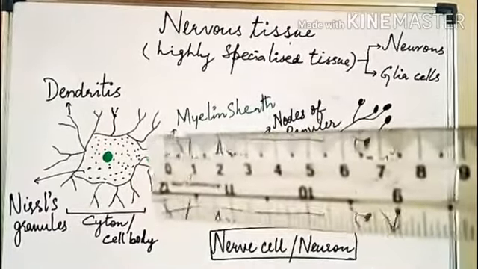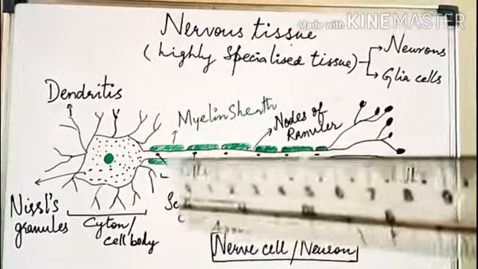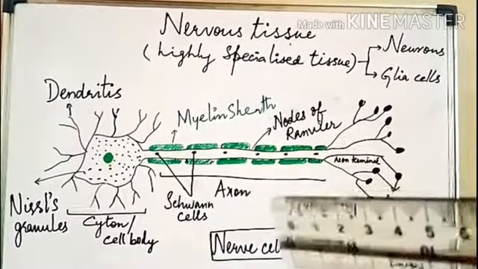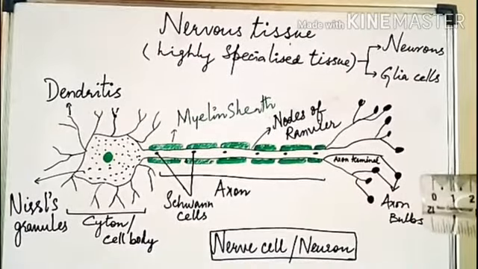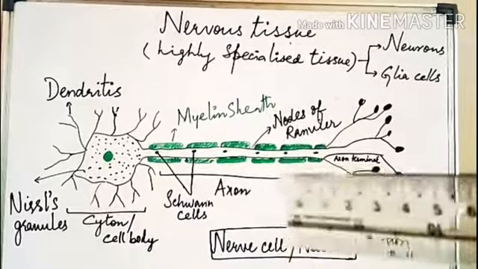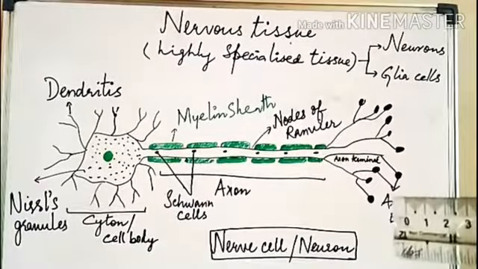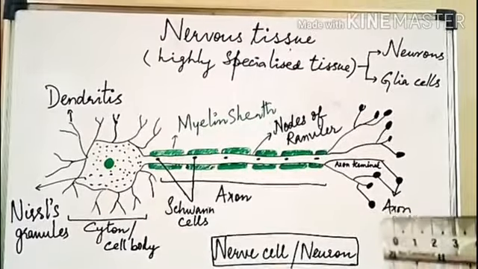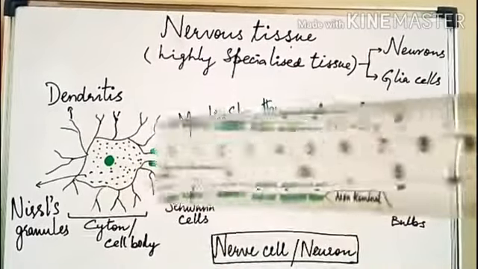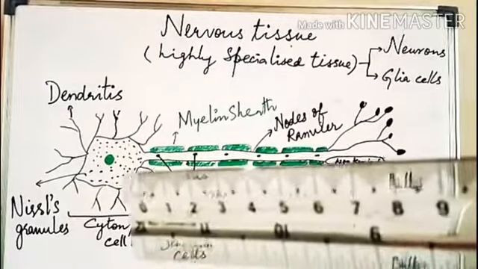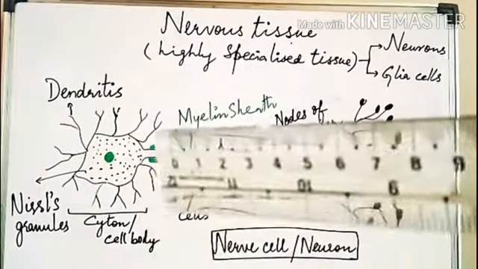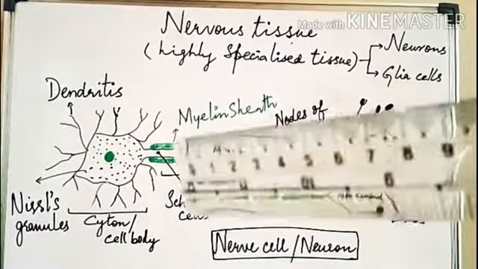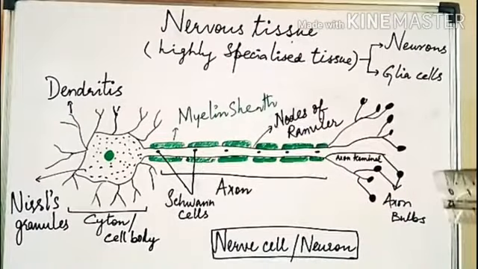Then this cell body is followed by this tube-like structure, which is called the axon. Axon is the tube-like structure of the nervous tissue. And what is the function of the axon? It just carries the message that is brought by dendrites to the cell body. In the cell body, it is manipulated and then it is carried forward by the axon.